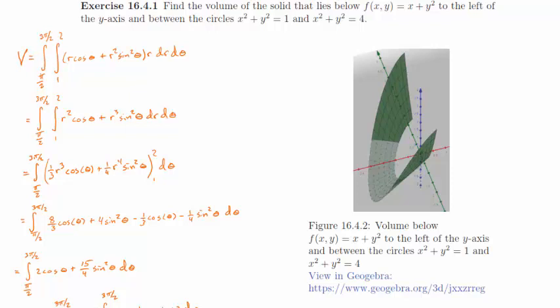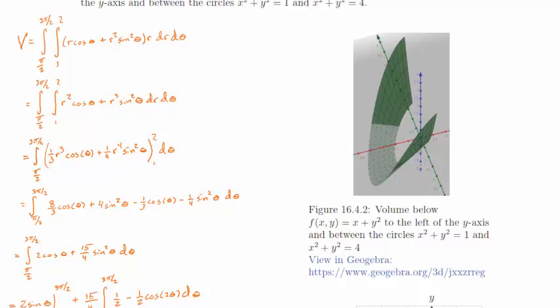So we have the integral from pi over 2 to 3 pi over 2 of the integral from 1 to 2 of r cosine of theta plus r squared sine squared of theta, all in parentheses, times r dr d theta. And that's because my f of x comma y equals x plus y squared. So we plug in r cosine of theta for x and r sine of theta for y to get this expression, and then have the r dr d theta. So I distribute the r, and I get that this whole thing equals the integral from pi over 2 to 3 pi over 2 of the integral from 1 to 2 of r squared cosine of theta plus r cubed sine squared of theta dr d theta.